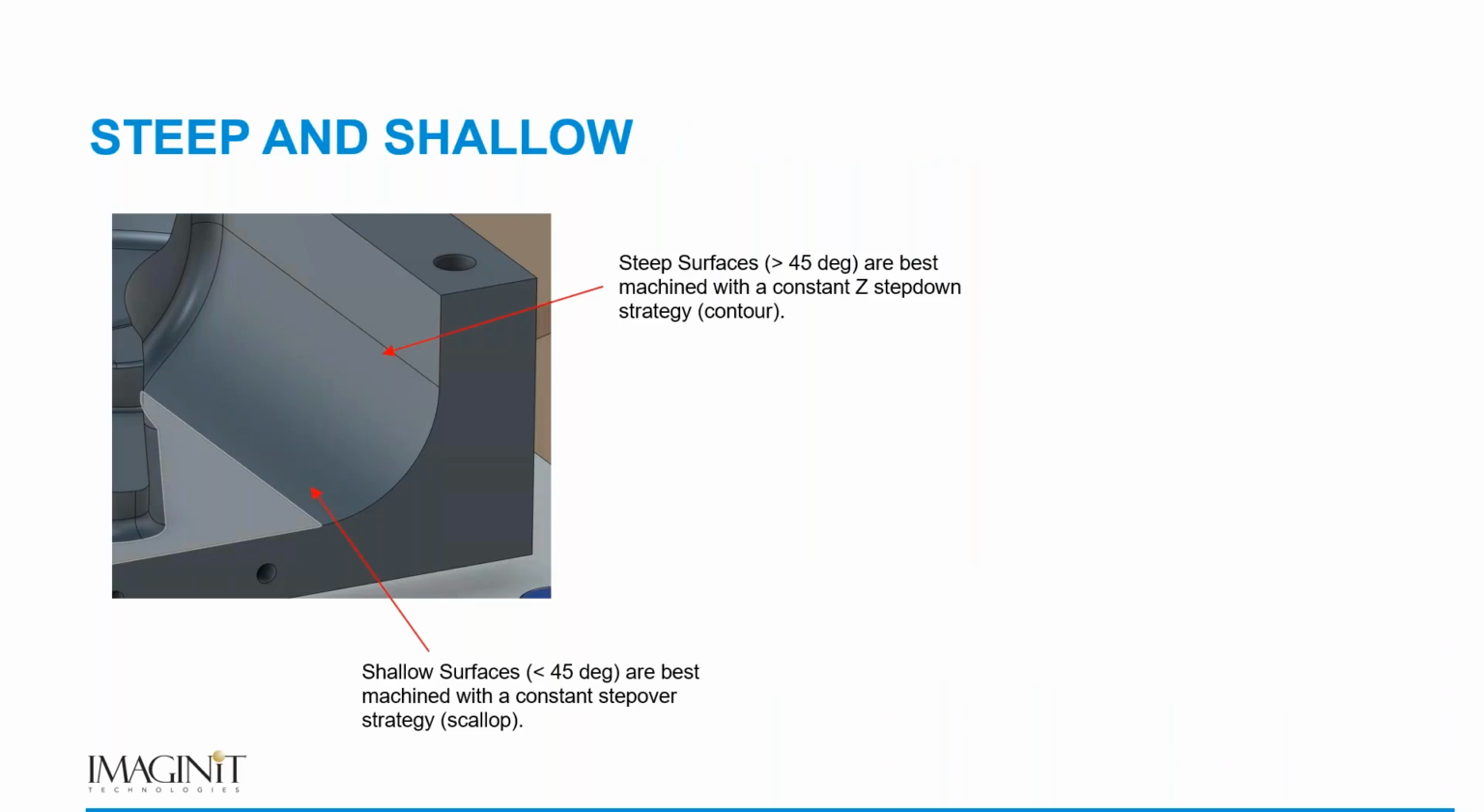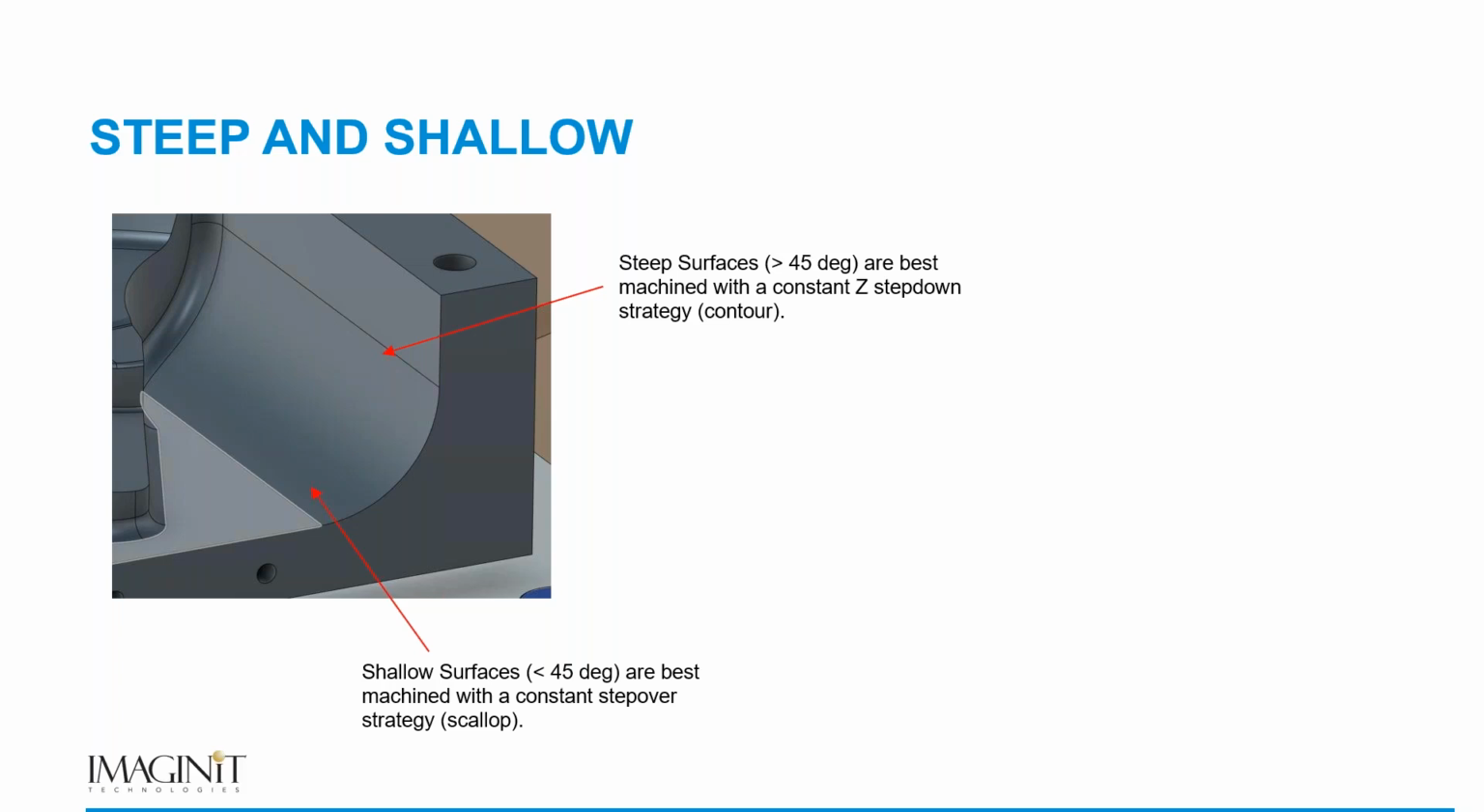All right, so the other function in here is steep and shallow. If you do a lot of 3-axis surface finishing, steep and shallow is something that is really great for that. What it does is it goes through and determines areas in your model that are steep, which means the orientation of that surface in relation to your z-axis is fairly vertical. So typically greater than 45 degrees, you're going to be using a Z step down.